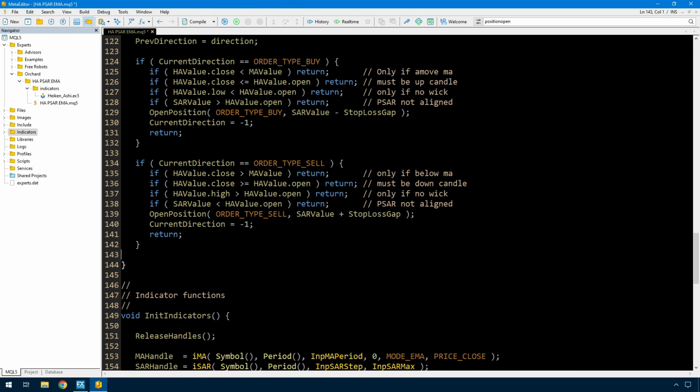And then the sell conditions are just the opposite. The direction is order type sell. The close must be less than the moving average. If the close is greater than or equal to the open, then the candle's going in the wrong direction. If the high is above the open, then I have a tail above the candle. And if the SAR is less than the open, then the SAR is on the wrong side and I can return. And if I get through all of that, then I just open position for order type sell, and in this case it's SAR value plus the stop loss gap, and again reset the current direction.